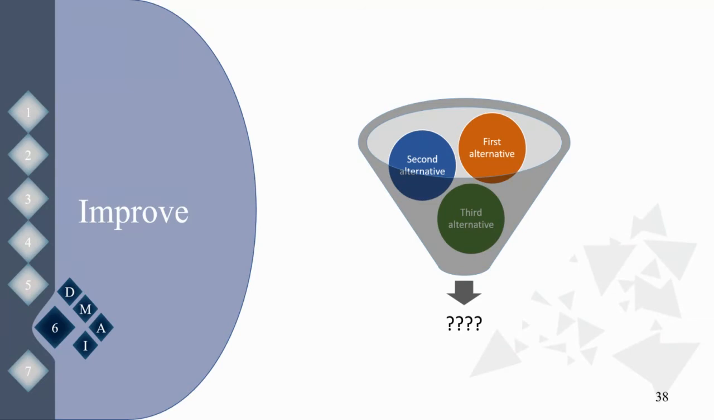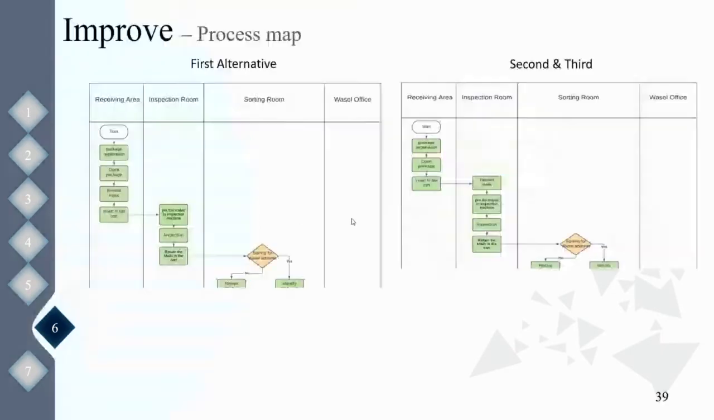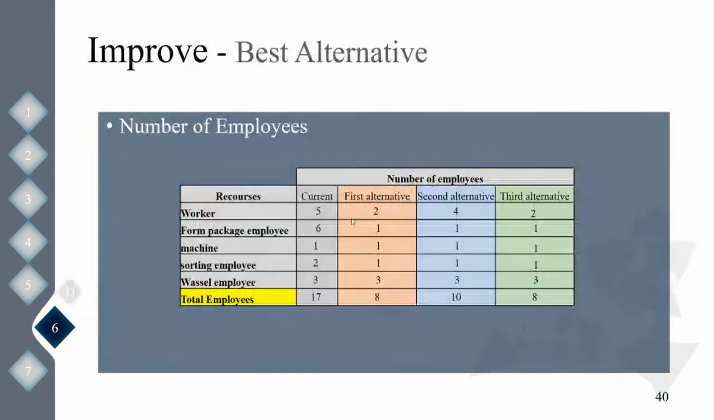In the improve phase, we conduct three alternatives. As you can see here in the process map, for the first alternative, we move three processes from the sorting room and put them in the receiving area. The second and the third alternatives are the same. However, we move two processes from the sorting room to the receiving area and one from the sorting room to the inspection room. The rest of the process is the same as the current situation.